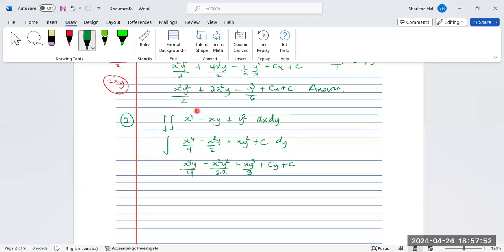And then this is going to rearrange. We're just going to have x to the 4th y over 4 minus x squared y squared over 4 plus xy cubed over 3 plus cy plus c. And that's my answer. Tell me if you agree with me.